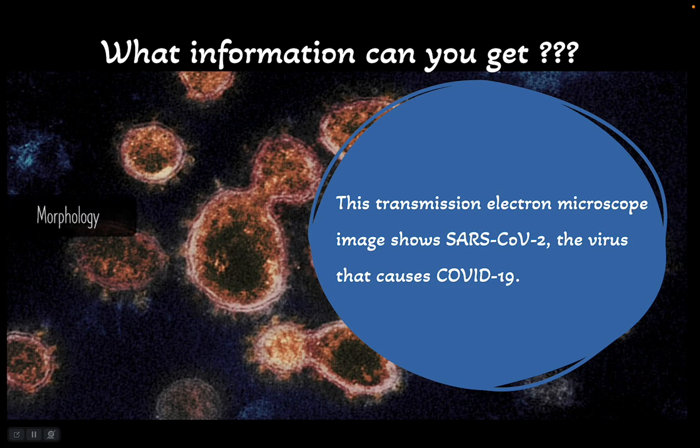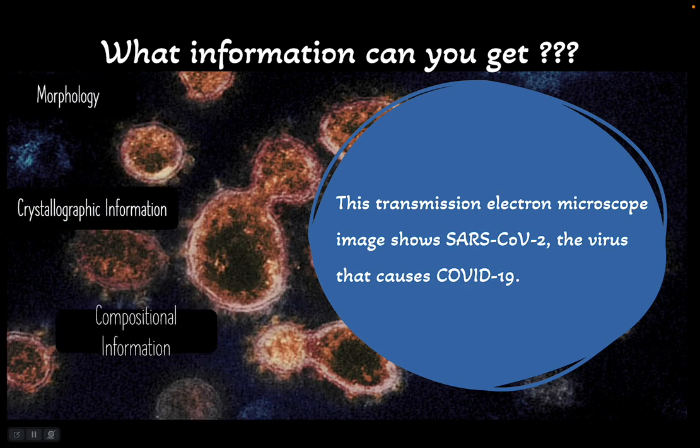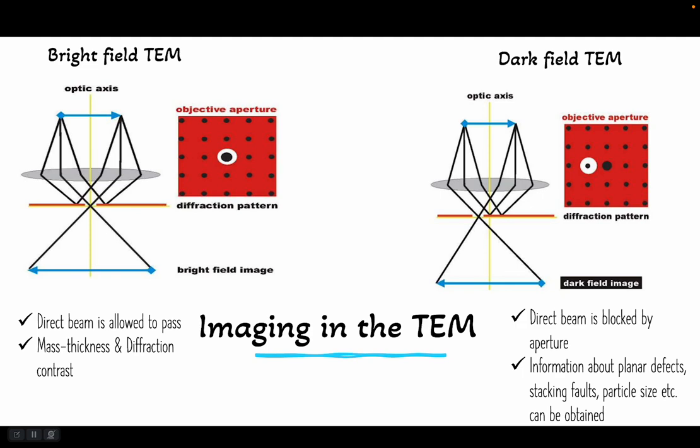TEM yields information about size, shape, and arrangement of the particles which make up the specimen, along with the atomic scale defects and the elemental composition. There are two types of imaging modes in TEM. In bright field mode, an aperture is placed on the back focal plane of the objective lens such that only the direct beam passes. So in this, the image results from a weakening of the direct beam due to the interaction with the sample. Therefore, mass, thickness and diffraction contrast contribute to image formation.